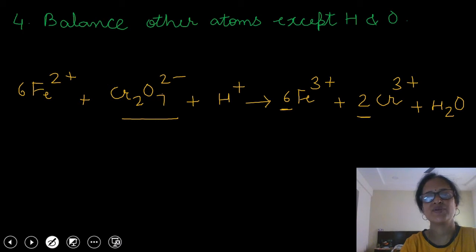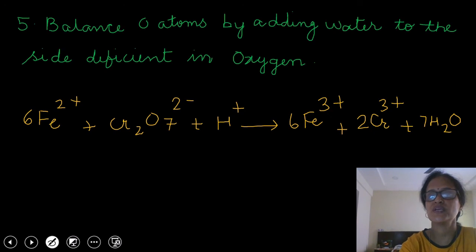Now we have to balance hydrogen and oxygen. As the reaction is taking place in acidic medium, what do we have to do? We have to balance oxygen first by adding water molecules to the side which is deficient in oxygen. We can see here in the reactant side we have 7 oxygen atoms, but in the product side we have only 1. So we have to write 7H2O in the product side. So this is shown here. Now the oxygen atoms are also balanced, and finally we have to balance hydrogen.